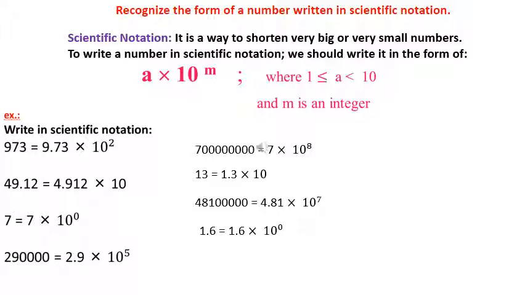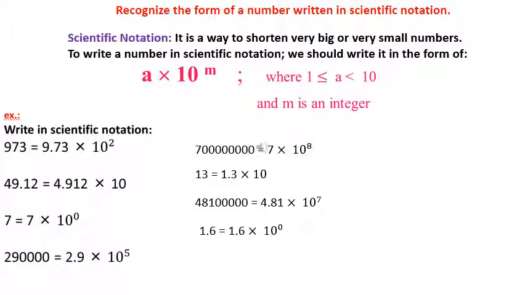If you look at the first one, we have 973. To write it in scientific notation, it's 9.73. I just moved the point two places to the left. So it was 973.0, and it became 9.73. Of course, I can do this as long as I put times 10 to the power 2 beside it. Why 10 to the power 2? Because I jumped two digits to the left, which means I have to multiply it by 10 to the power of 2.